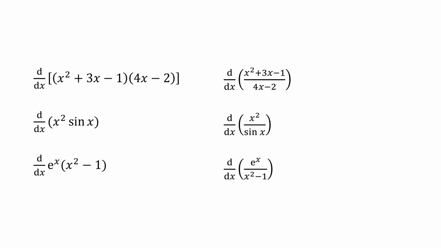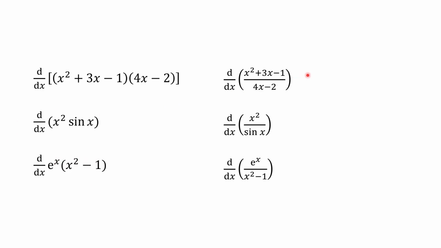You'll see in some of these, it's two different functions that we could find the derivative of being multiplied together. Like x squared, we could find the derivative of that. Sine of x, we could find the derivative of that. And they're being multiplied. Or e to the x times something we could find the derivative of.